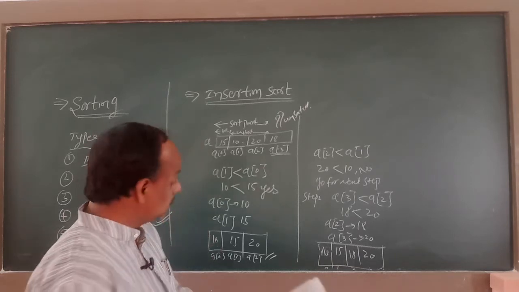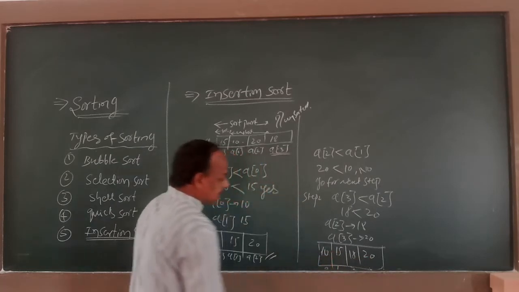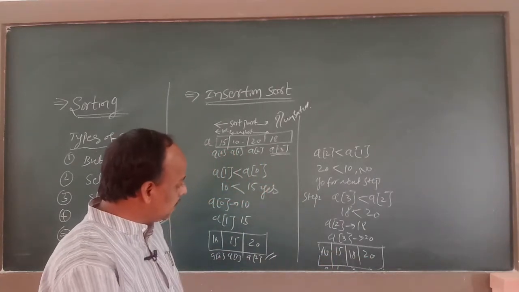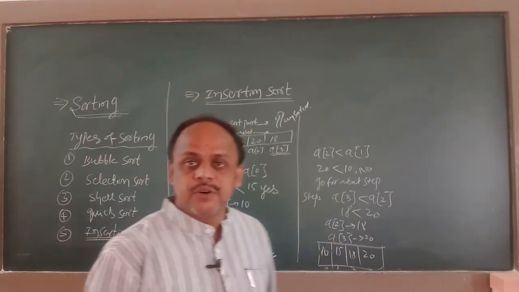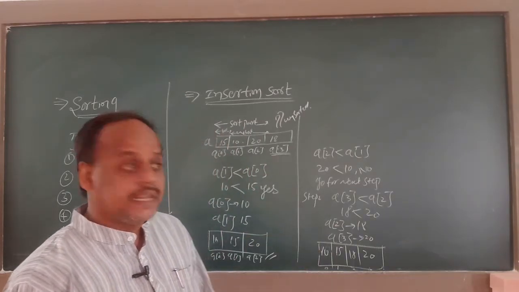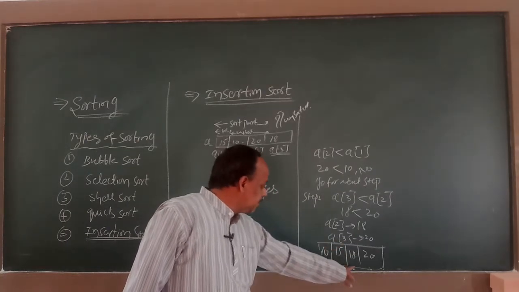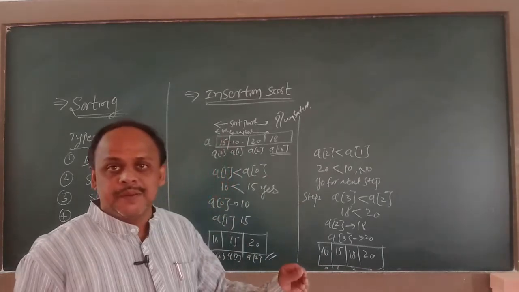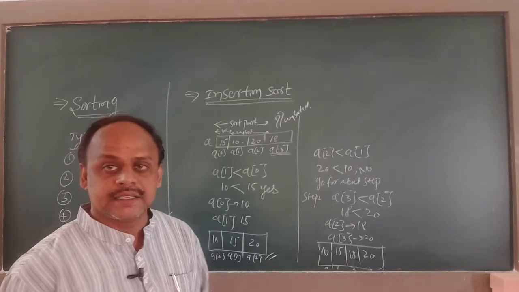See here, 15 and 10 before 18, all the elements are in sorted order, right? So therefore, now I am going to consider another array so that this sorting process may change from A of 2 to A of 1 or A of 0. For example, I am going to consider another situation so that you can clearly understand.